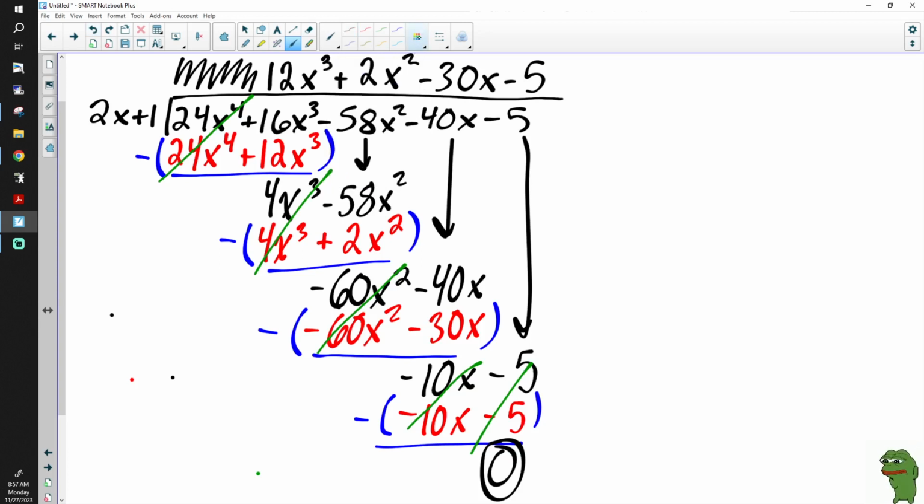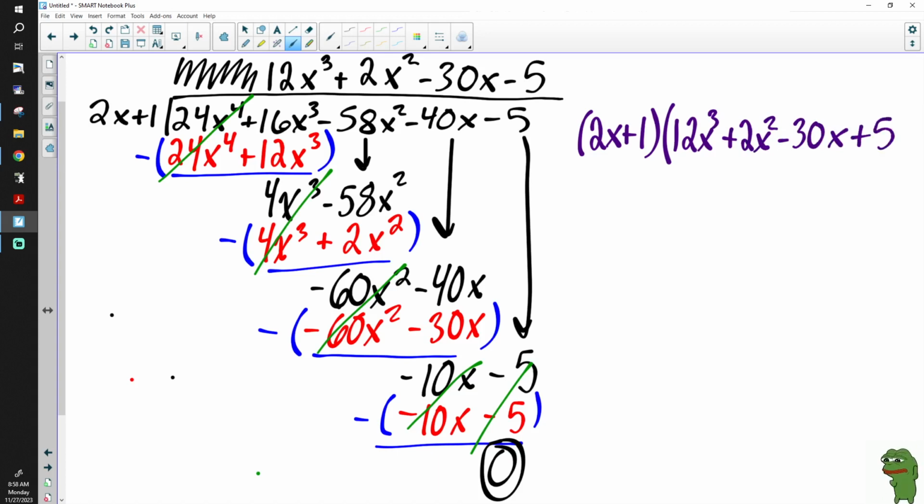We know our first factor is 2x plus 1. We also know we're left with this on top: 12x to the third plus 2x squared minus 30x plus 5. So this is what we've got so far. We have basically just taken out one of our factors. That's all we've done. Oh, yes, thank you. Minus 5. That would not have been good.